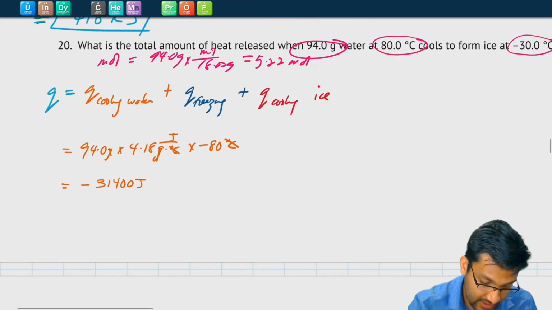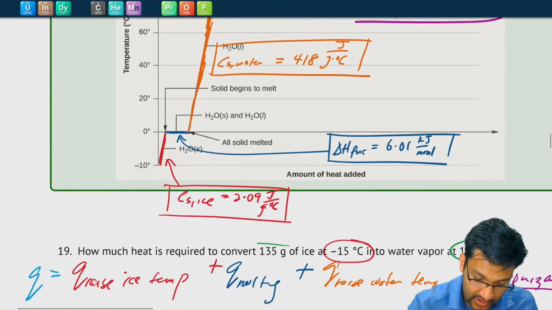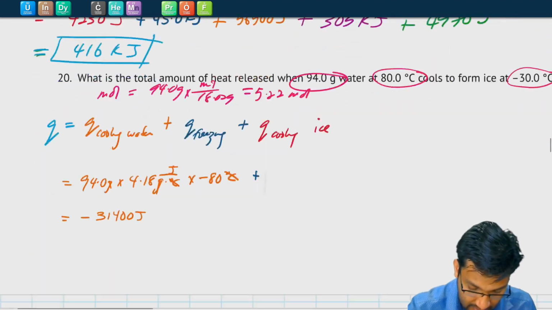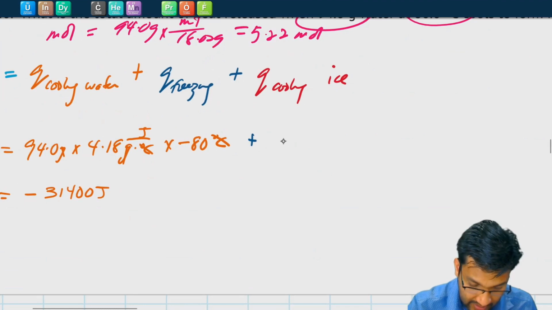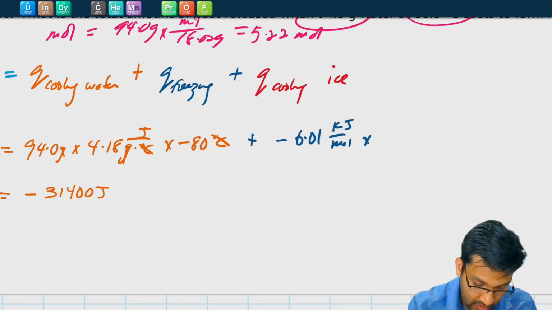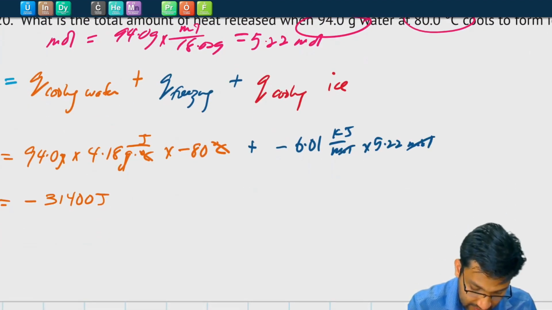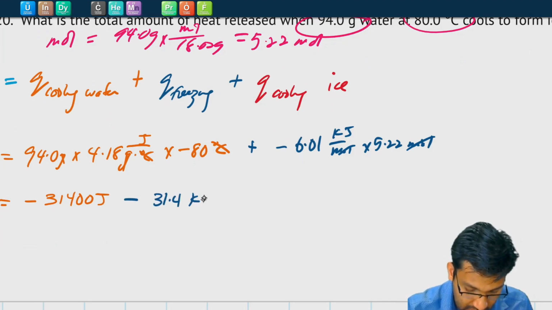Okay, now let's look at the freezing part. The enthalpy change is 6.01 kilojoules per mole for fusion. Remember, freezing is the negative of that. So negative 6.01 kilojoules per mole times number of moles, which I said was 5.22 moles. So I believe this comes out to be negative 31.4 kilojoules.